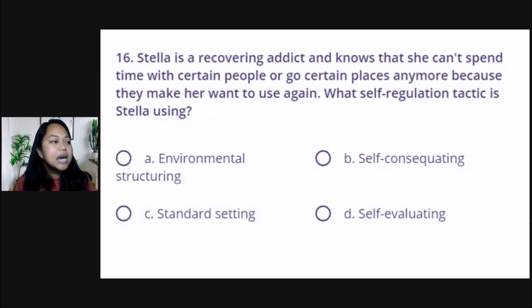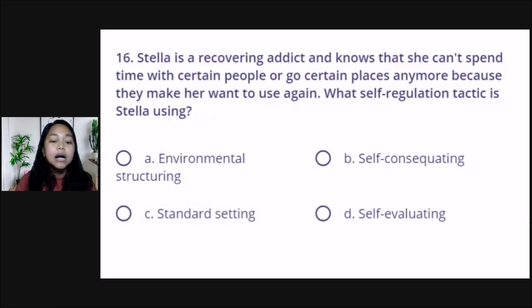Okay, 16. What is the correct choice? 16. Stella is a recovering addict and knows that she can't spend time with certain people or go certain places anymore because they make her want to use again. So umiiwas siya, no? Certain people, certain friends, for example, or certain places, dahil baka hindi niya maiwasan, gumamit siya ulit. What self-regulation tactic is Stella using?